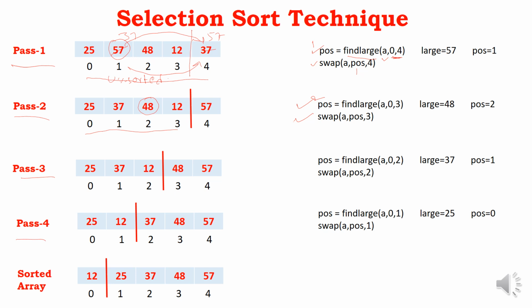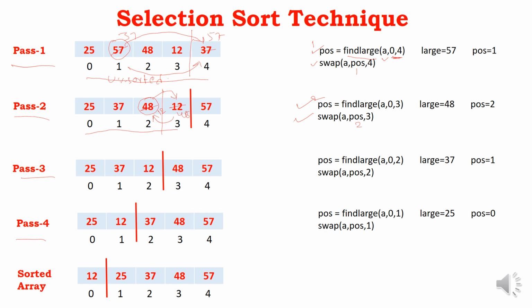Then swap A, 2, 3. 2, 3 means position 2 and position 3 are swapped. Position 2 is 48. Position 3 is 12. 48 is swapped with 12. So 12 here, 48 here. So 48 is the largest element out of these 4 elements and it is placed in its proper position. Excluding this, we repeat the same procedure.